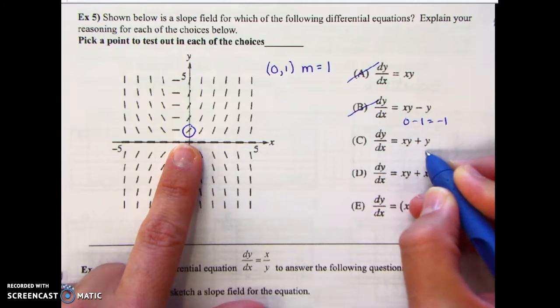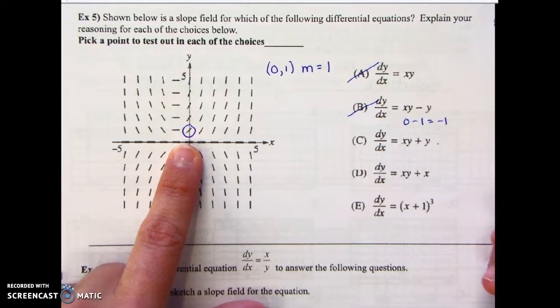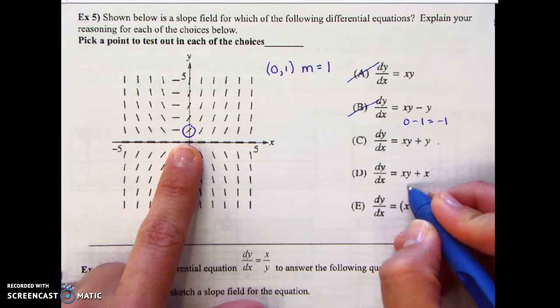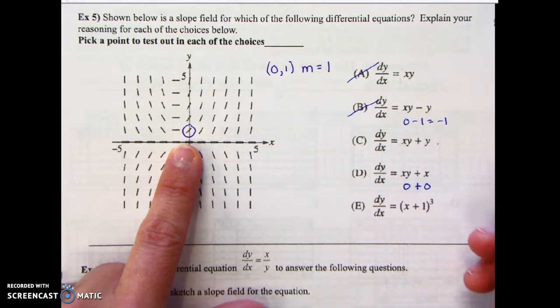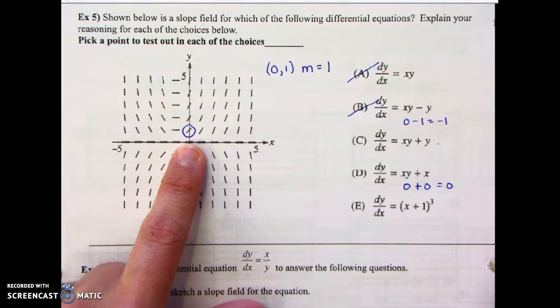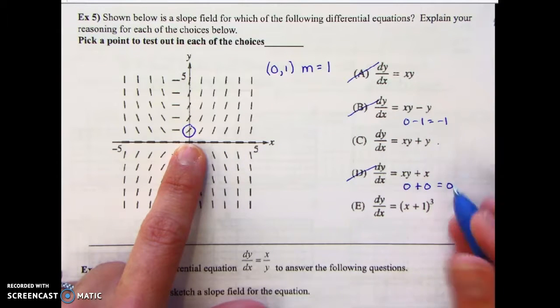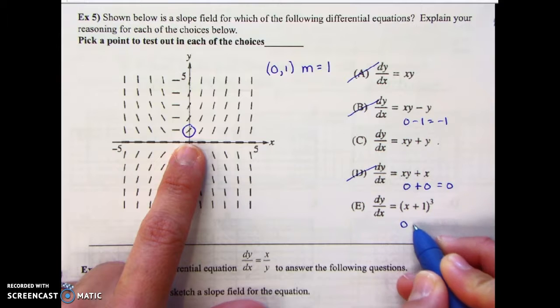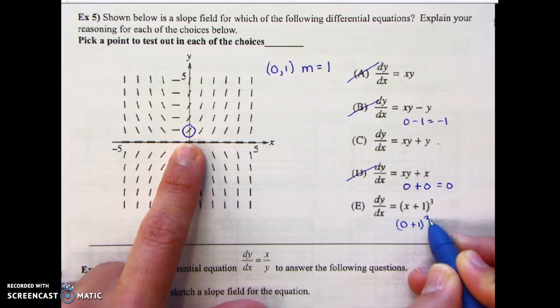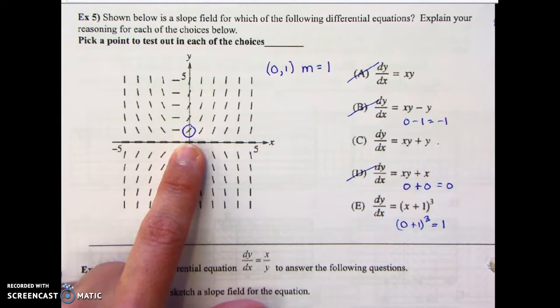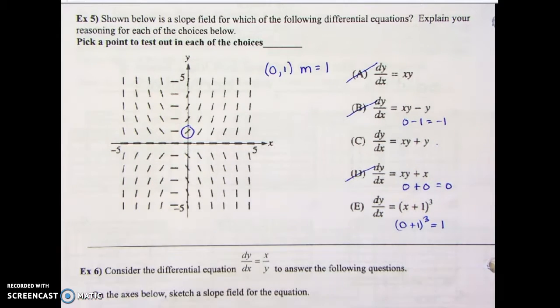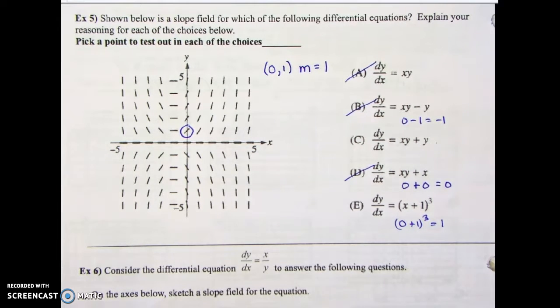For C, this would be 0 plus 1, which is 1. So C is a possibility. For D, this would be 0 plus 0 equals 0, but that's not a 0 slope. That's a positive 1 slope, so it can't be D. All right, this one says 0 plus 1 cubed equals 1, and that's what we need. So we're between C and E, and that's pretty good for our first go around.